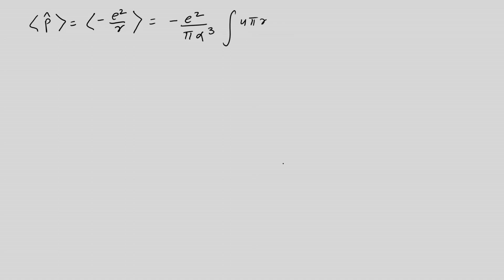So, that is equal to minus e square divided by pi alpha cube and 4 pi r dr and exponential minus 2 r by alpha, and again this is another gamma function integral which gives minus e square over alpha. Now, by minimizing the energy, your total energy is of course equal to E equal to, what did I write? It is T plus V.